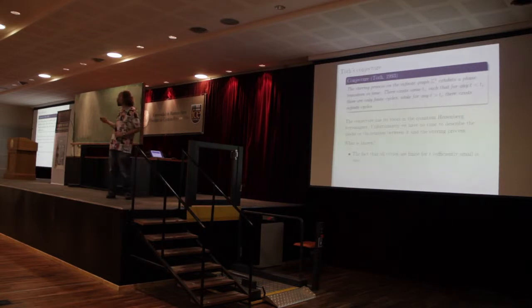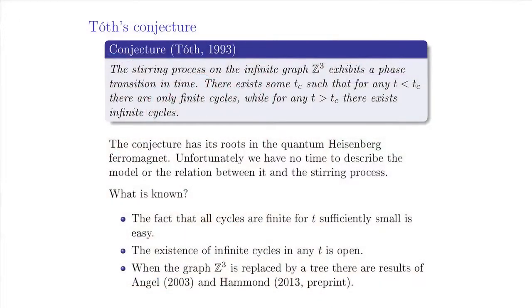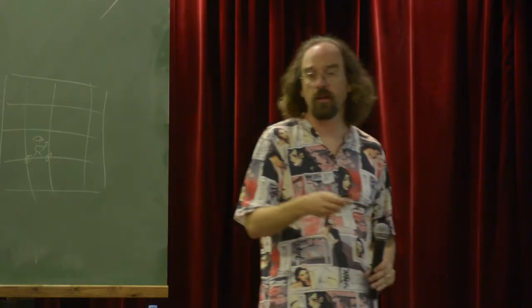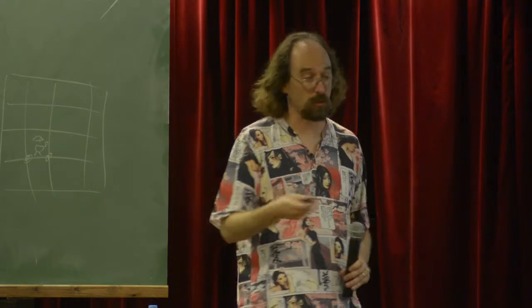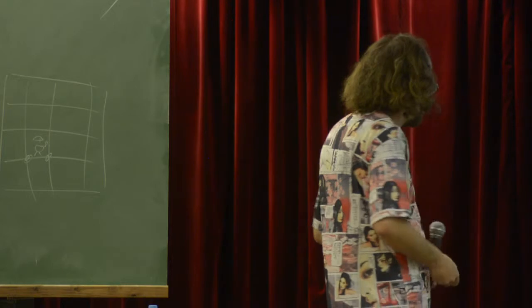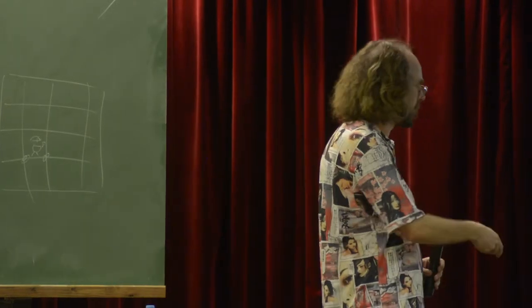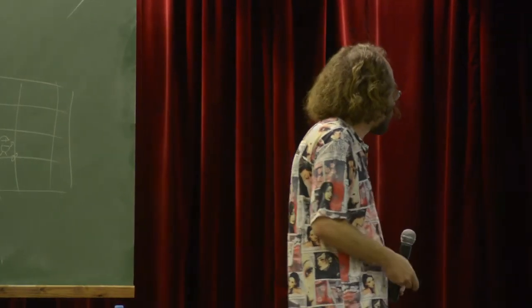The problem is to show not just the phase transition, but just to show that if you take, you know, like 10 million, there are infinite cycles. That's completely unknown for Z^3. So I embellished the conjecture by requiring a sharp transition, but even the existence of, well, I guess it would be an ordered phase, is not known.